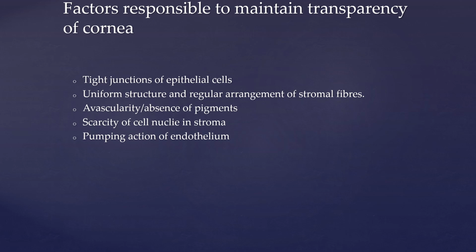Now the factors responsible for maintaining the transparency of cornea. We have already discussed all these factors in our lecture. Just to revise and compile, these are the tight junctions in epithelial cells, the uniform structure and the regular arrangement of stromal fibers, relative dehydration of cornea, scarcity of cell nuclei in the stroma, avascularity of the cornea, absence of pigments in the cornea, and finally the pumping action of endothelium.